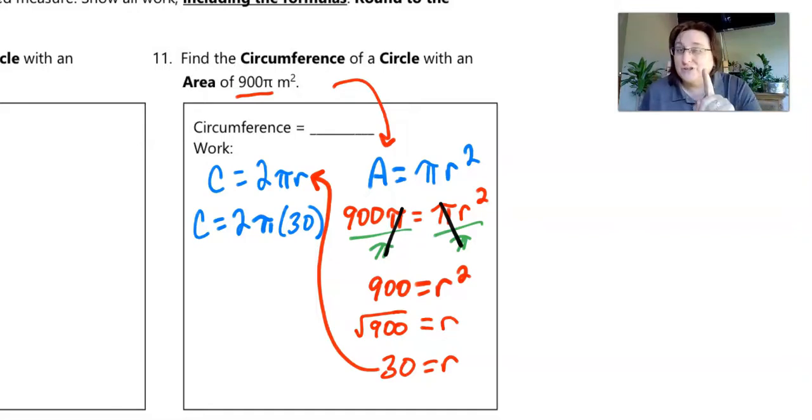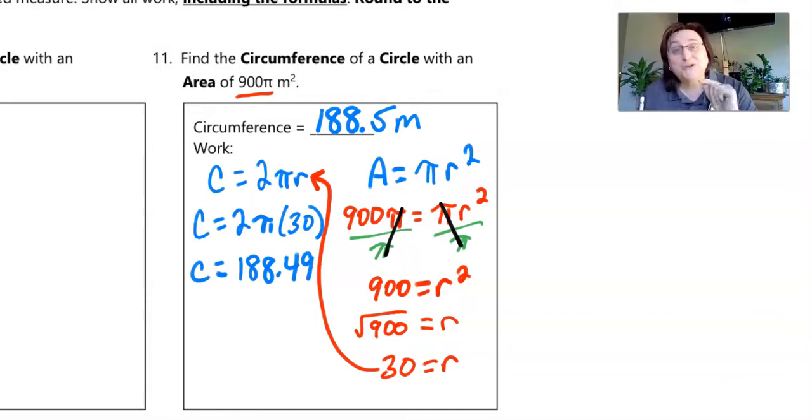Now here's the question. Did you remember what I said about pi earlier? Let's see. What do you guys get for the circumference of this circle? And your units are going to be meters. So tell me what you get, including the units. Did you guys remember to use the pi button and not use 3.14 in your calculator? All right, hopefully you remembered that. So the circumference is 188.5 meters.